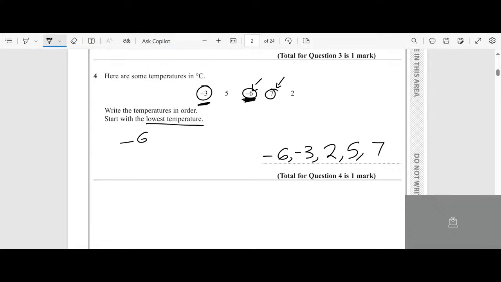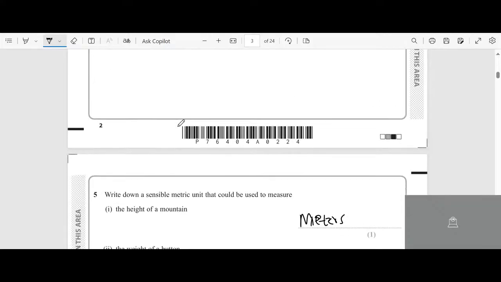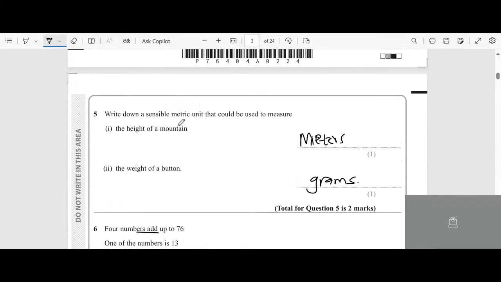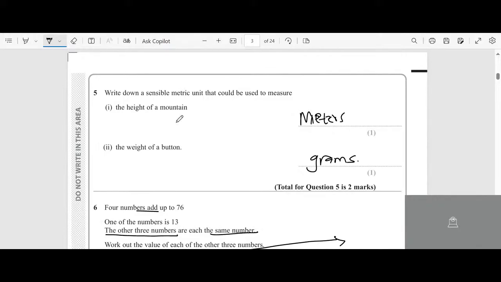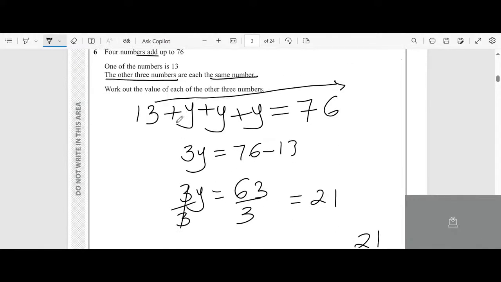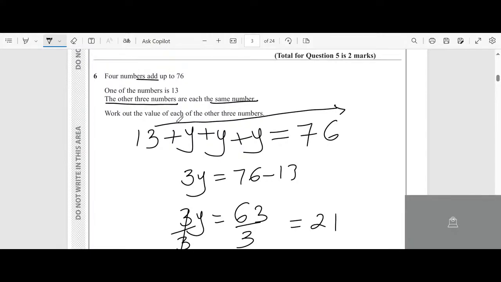So maybe if I can proceed. Also, you have a view in question 5. They are asking about the systemic unit. Those ones are well done. And maybe you can just have a glance at question 6 and the way it is supposed to be done.